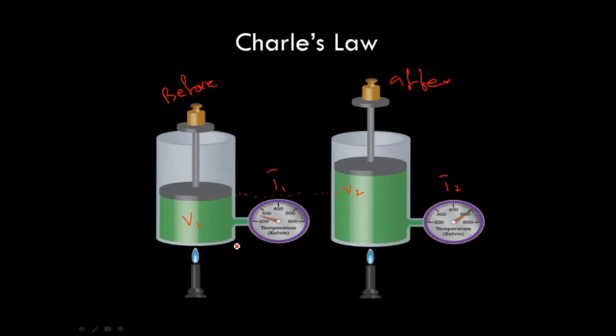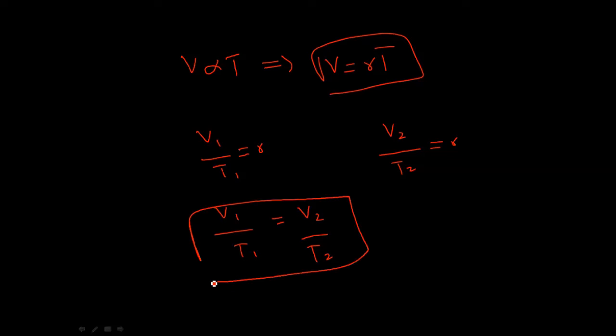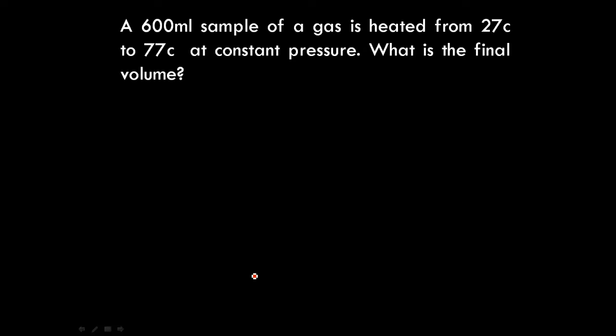Okay, so we have to derive the relationship for this situation, just like before with Boyle's law. We can say that V1 over T1 equals R for the before condition, and V2 over T2 equals R for the after condition. By mathematical equality, we can say that V1 over T1 equals V2 over T2. This is Charles's law, another relationship for the before and after condition.